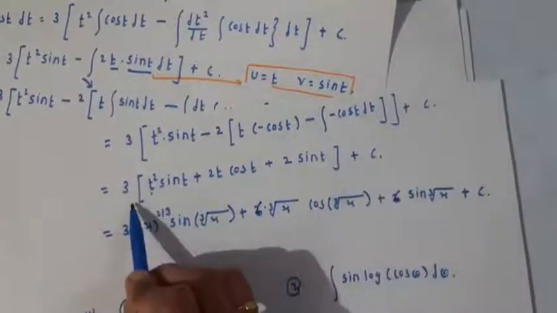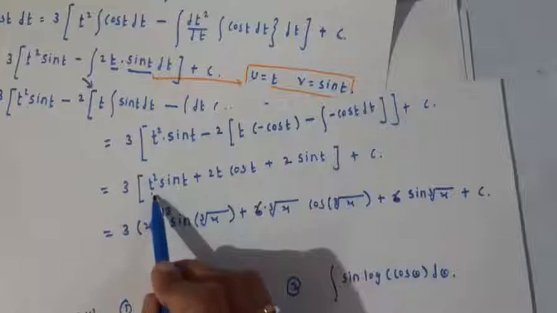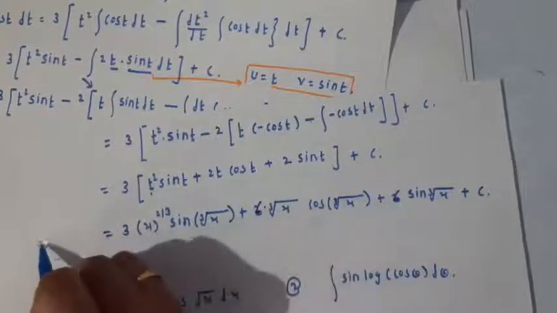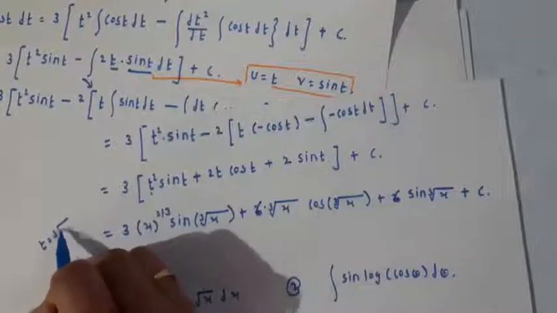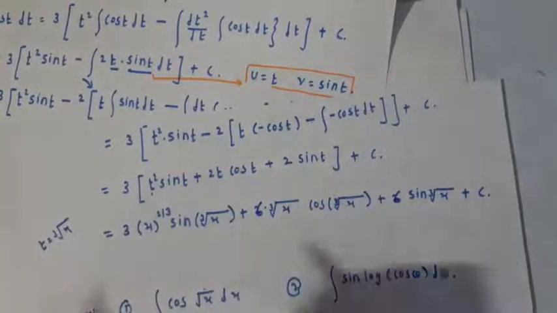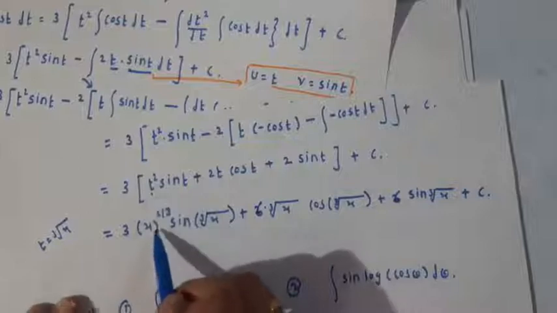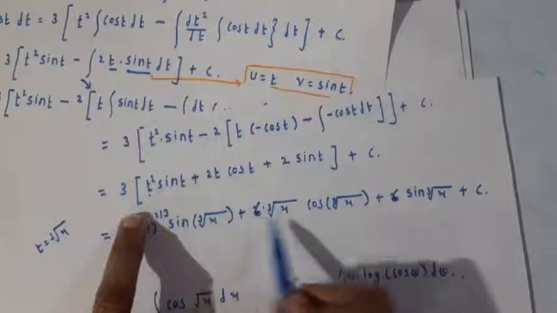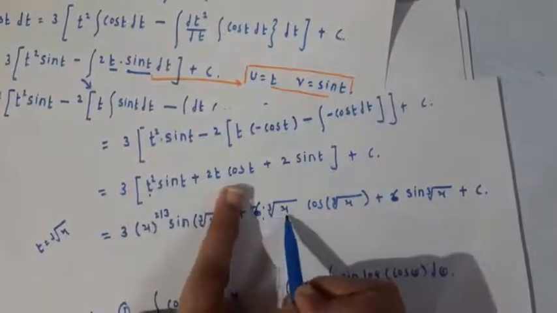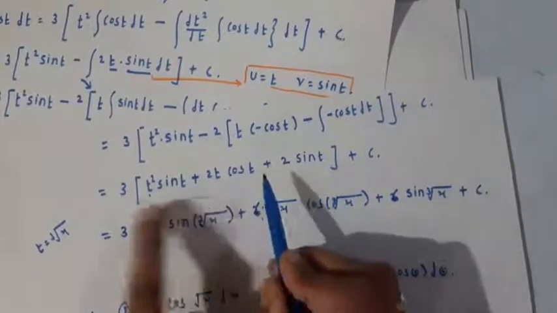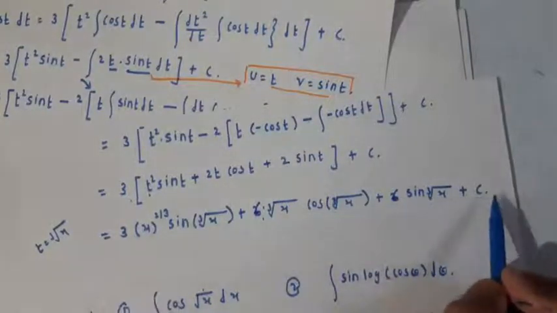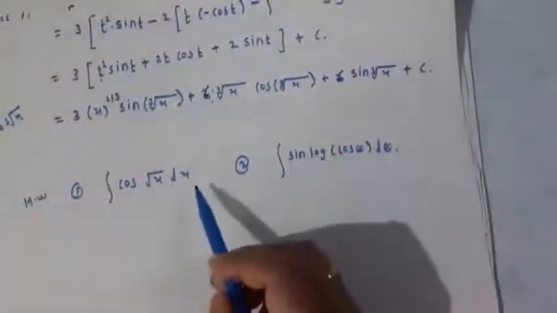Okay, now multiply with 3, and resubstitute the value of t. The value of t is cube root of x, t equals cube root of x, and that's why t square means x raised to 2 by 3. So we get 3 x raised to 2 by 3 sin of cube root of x, plus 3 into 2 which is 6 cube root of x cos of cube root of x, plus 3 into 2 which is 6 sin of cube root of x, plus constant of integration c. In this way we have to solve the problem, students.